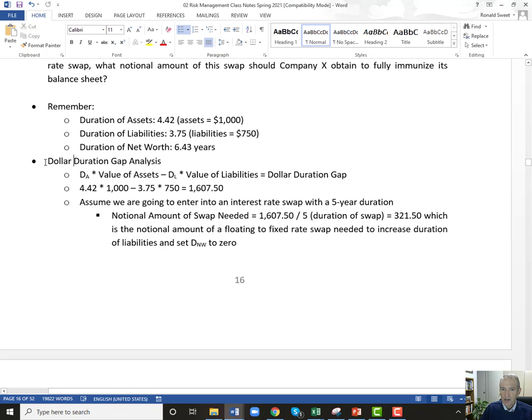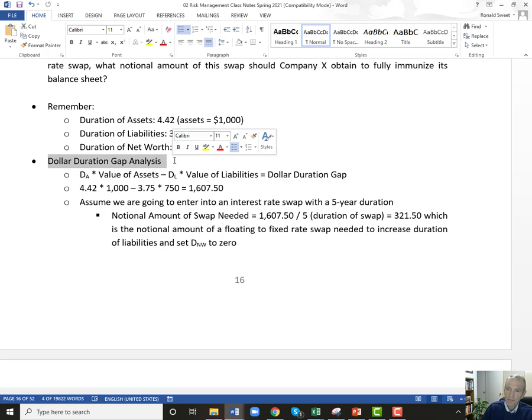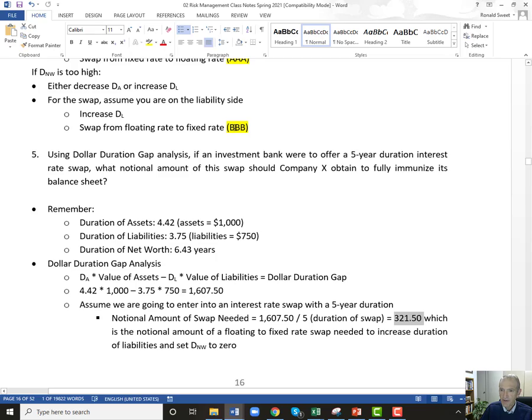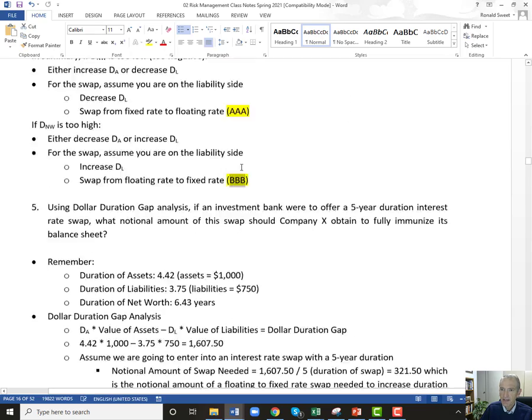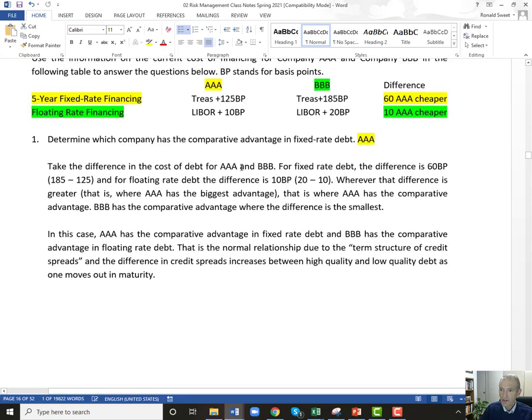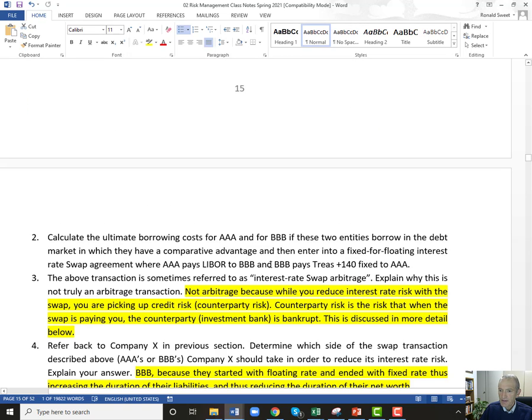We finished the last problem doing dollar duration gap analysis. And so what we want to do is prove that it works. We came up with an answer that they needed to enter a swap of 321.5. We figured out in the previous question they need to be on the triple B side. What is triple B doing? Well, triple B is paying fixed and receiving floating. So if you pay fixed and receive floating, you're increasing the duration of liabilities.